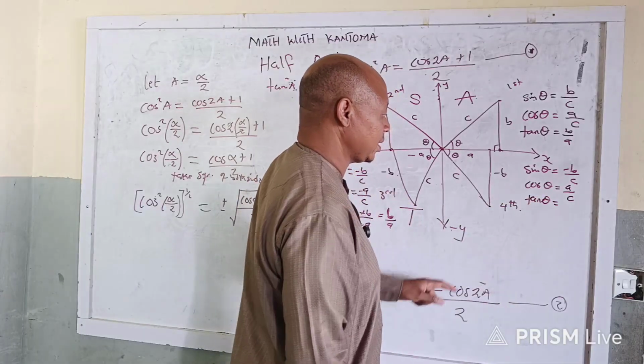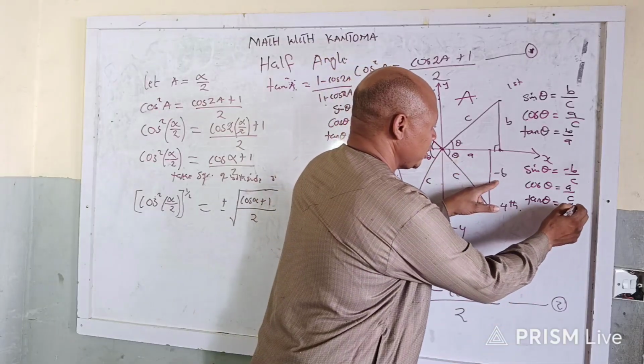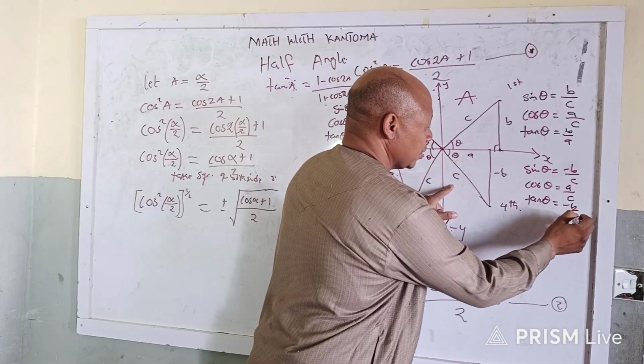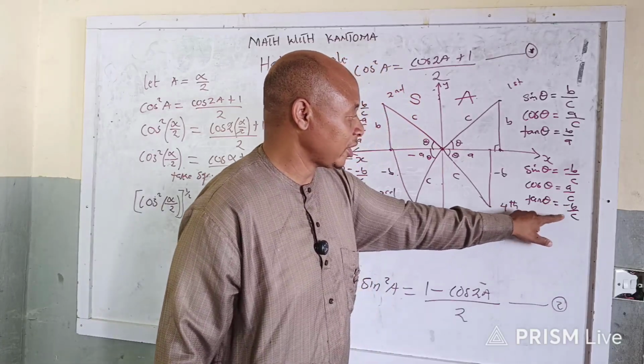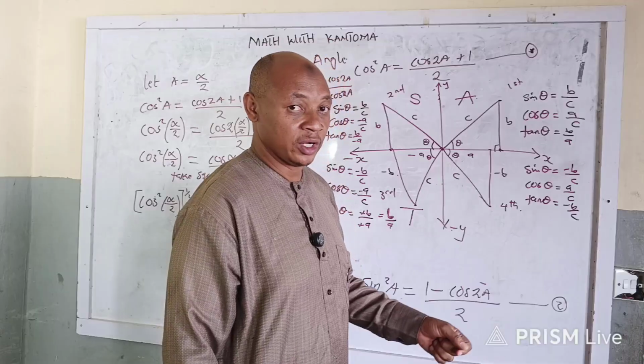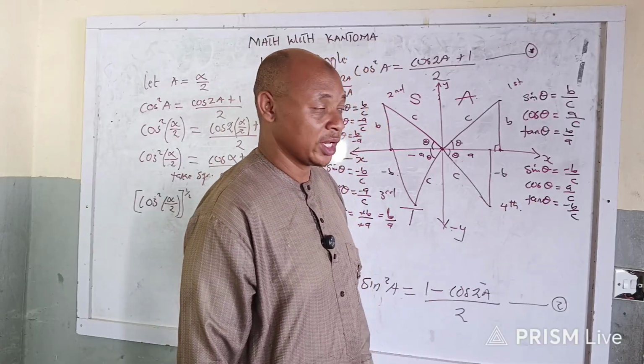And then what is tan theta? Tan of this angle is going to be opposite, which is minus b, over hypotenuse, which is c. So minus b over c. So the sign here is negative. Whatever value we have is going to be a negative value, which affects the sign. Therefore tan theta on this quadrant is going to give us a negative value.